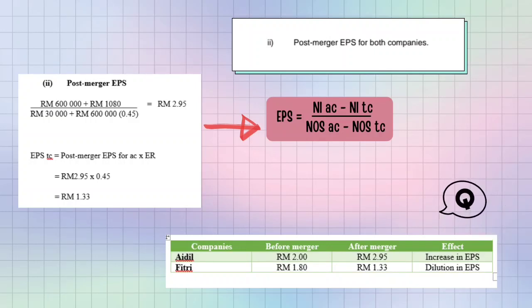RM1.33. For this question, we use the formula EPS equals NIAC minus NITC divided by NOSAC minus NOSTC. This is the table for both companies before and after the merger, and the effects after the calculation.